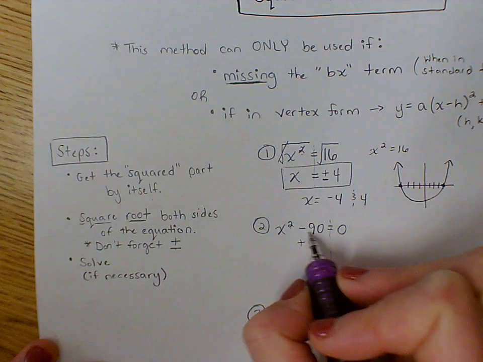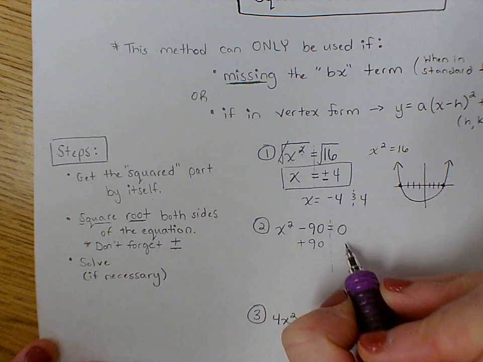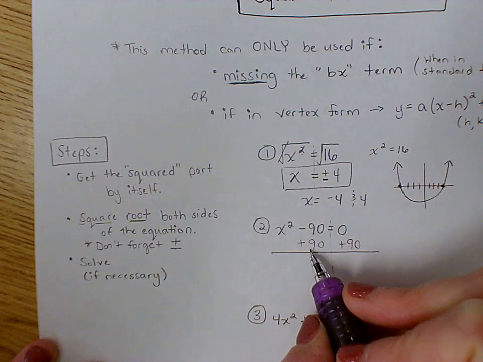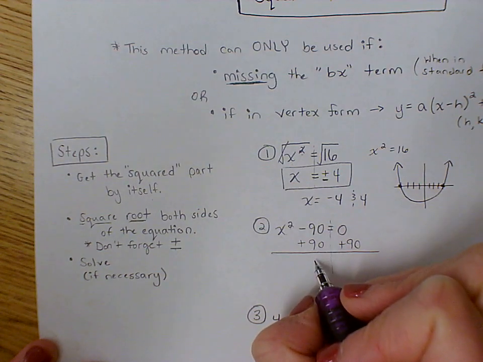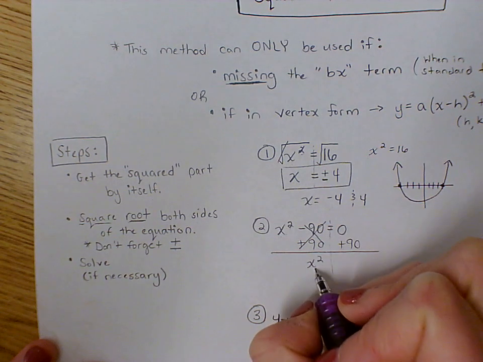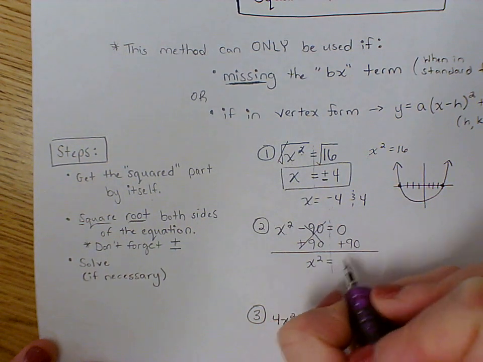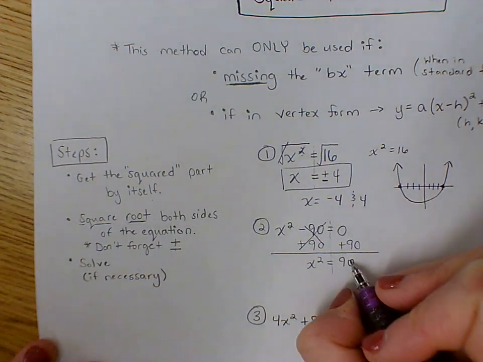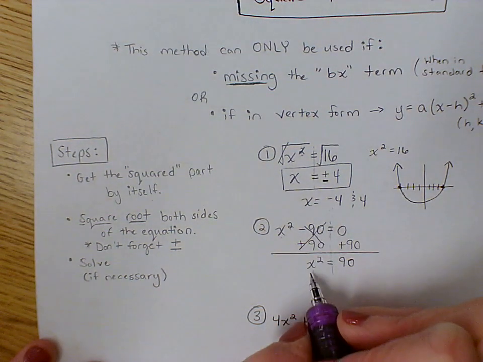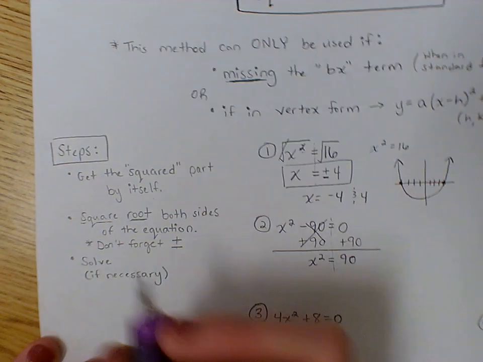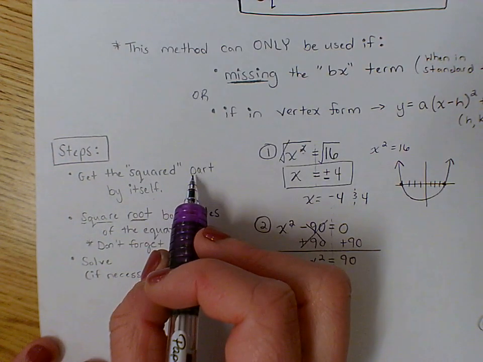So the opposite of subtracting 90 is adding it. So you do that to both sides. So negative 90 plus 90 is 0, so those go away, which is what you want to happen. Your x squared comes down, and then you add these, so you got 0 plus 90, which is 90. And then from there, well, you got to get this square away. So we've got the squared part by itself.